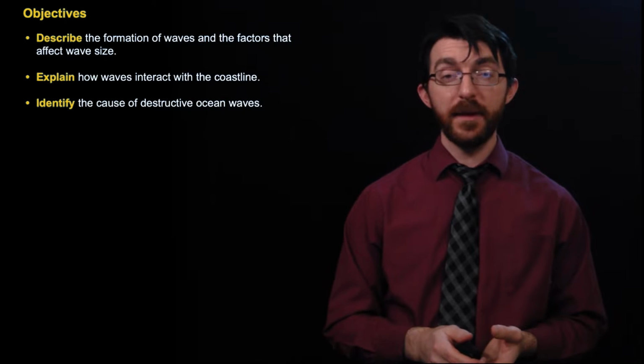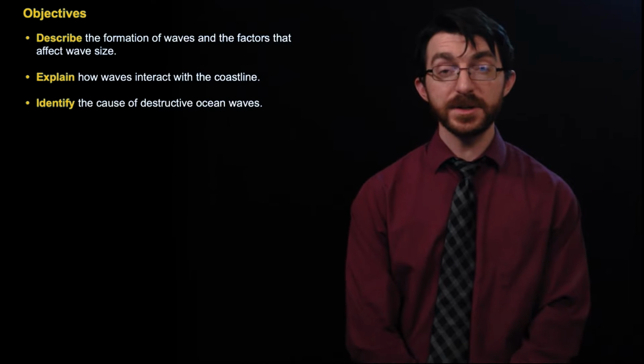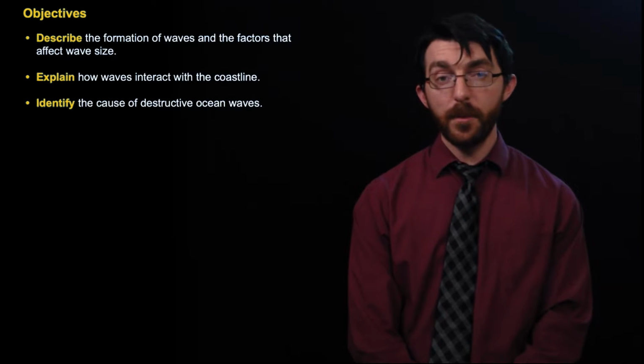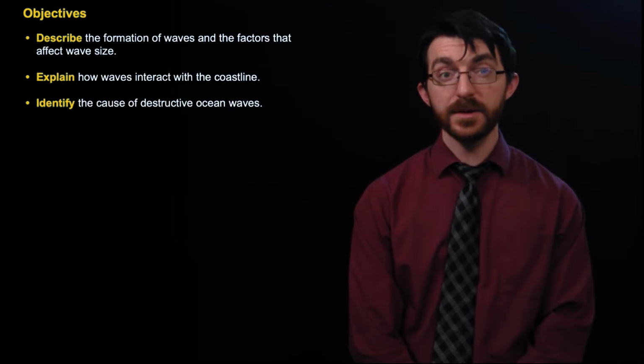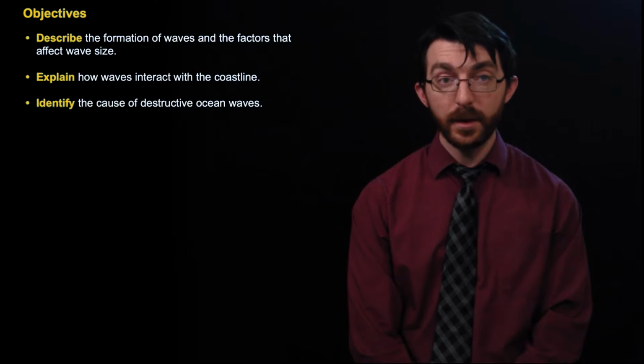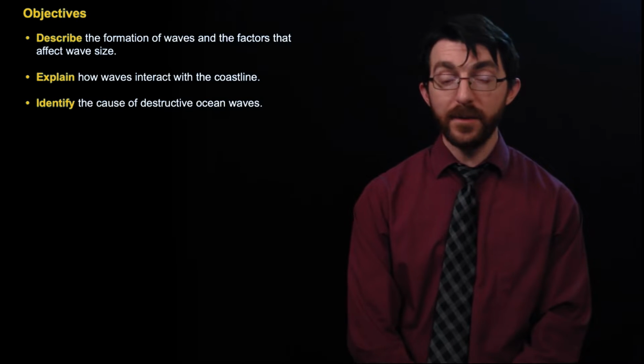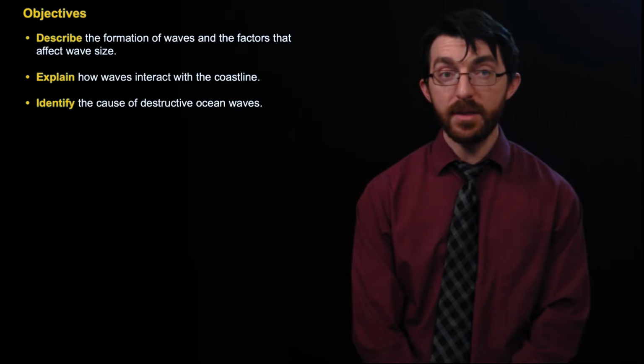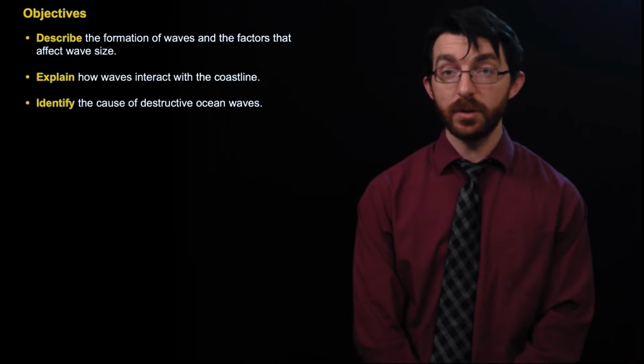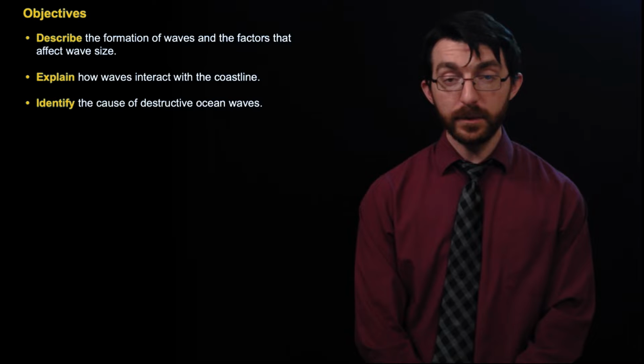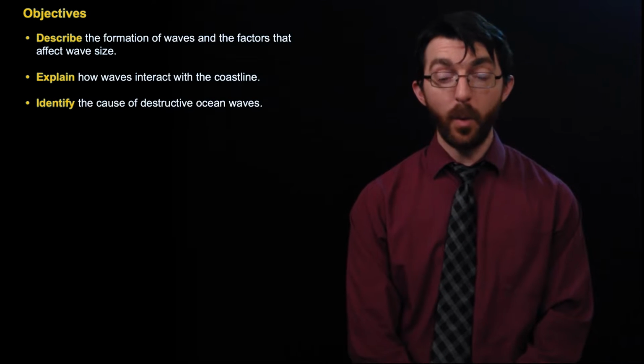Right. So here, let's look at the objectives of Section 2. First objective is to describe the formation of waves and the factors that affect wave size. Second, explain how waves interact with the coastline. And third, identify the cause of destructive ocean waves. So this whole section is going to be about waves.